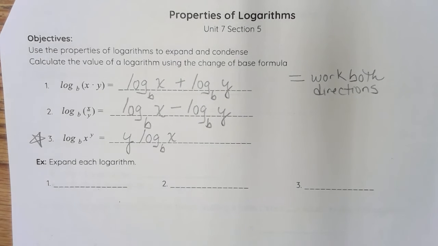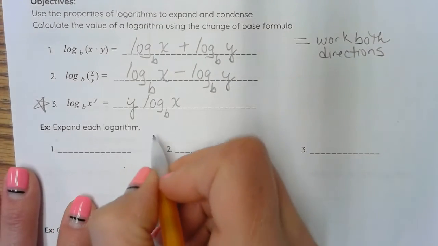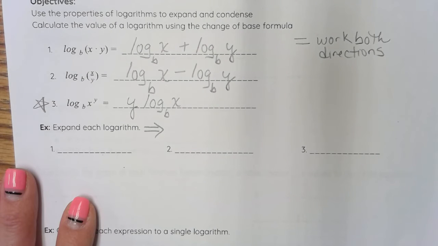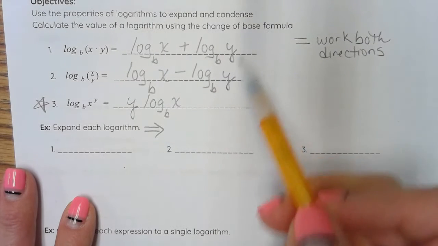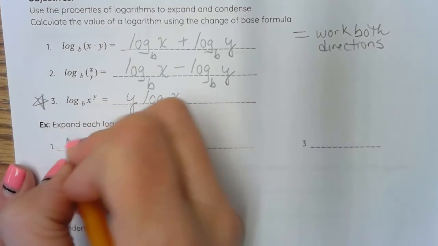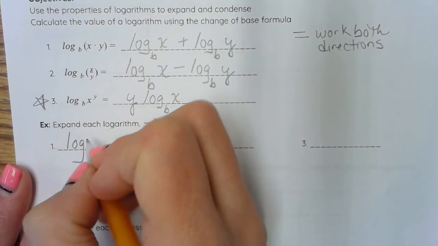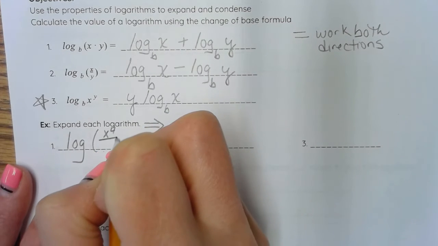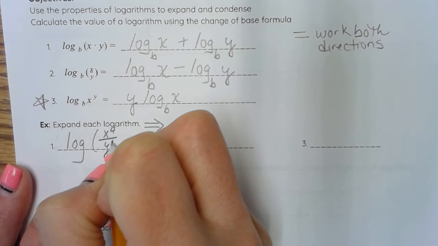So first, we're going to look at how we can use these log properties to expand. When we're expanding, we're going in that direction from the left to the right. We're using these properties exactly as we wrote them. So example 1, what if I have the log of x to the 4th over y to the 5th?